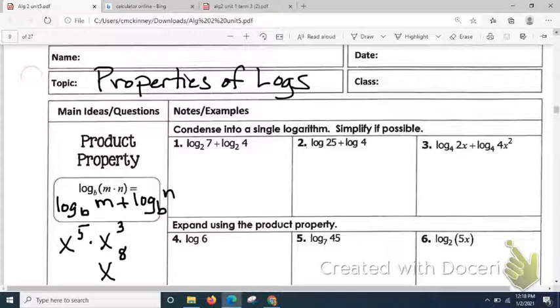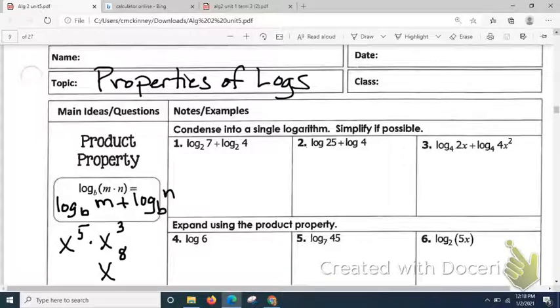So we talk about condensing and expanding. Remember that condensing means we're making it smaller, and expanding means we would be making it larger. So we're going to use this rule going in both directions. And again, you can look back at what you have on the reference page because it shows them side by side.